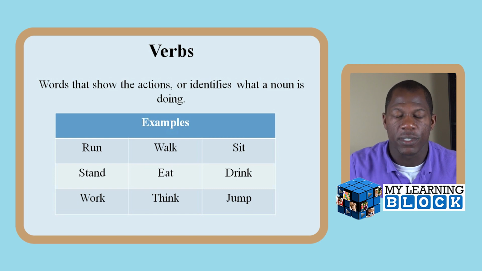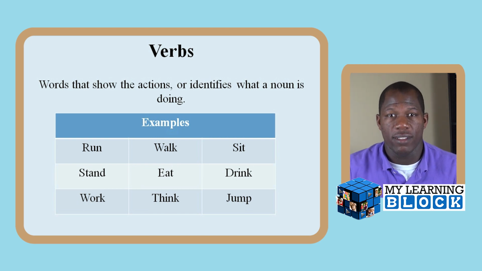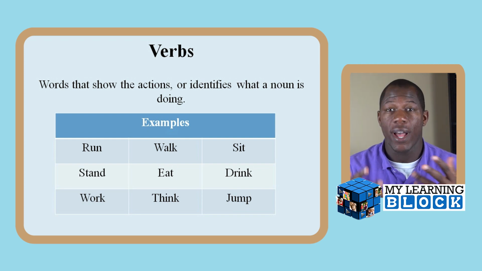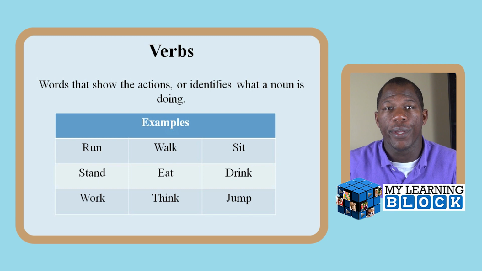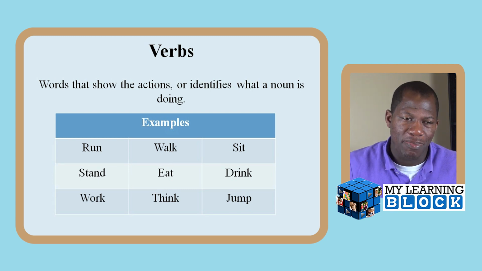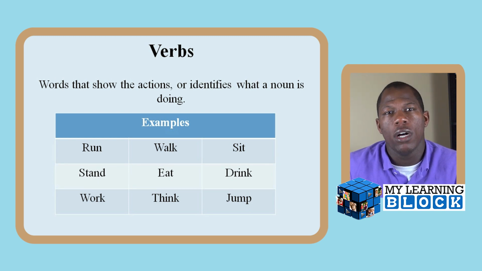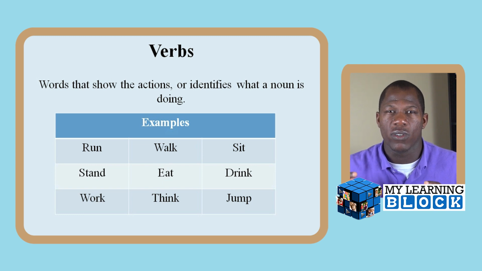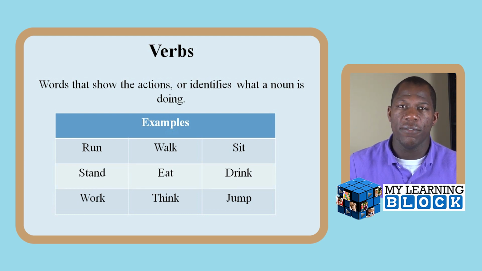What are verbs? Well, for an easy definition, verbs are words that show actions, or they're words that identify what a noun is doing. It doesn't have to be so difficult, but what I have found is with regards to nouns, adjectives, and verbs, verbs are generally some of the more difficult parts of a sentence that students have had difficulties with.